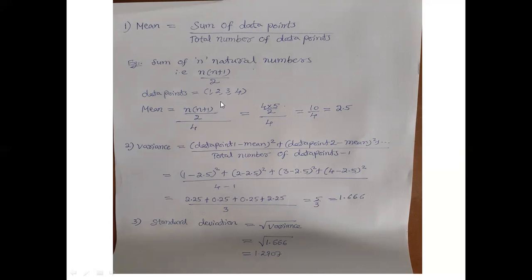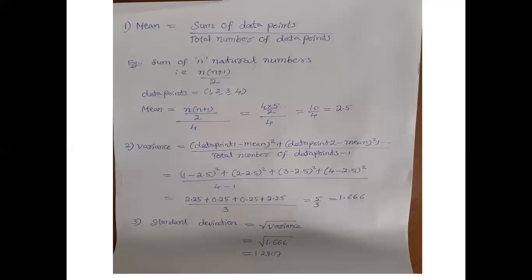4 into 4 plus 1, that is 5, by 2. So 20 by 2, that is 10. So 10 by 4 means 5 by 2, that is 2.5. So you obtain the mean value as 2.5 only.